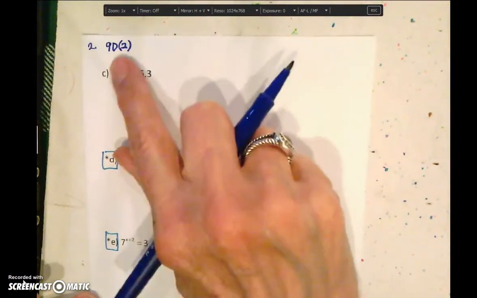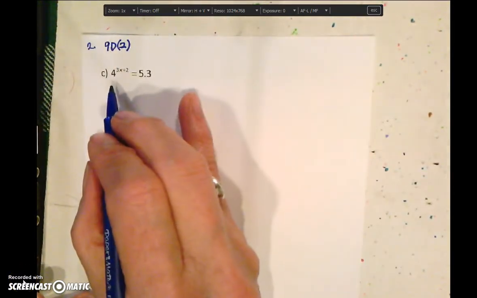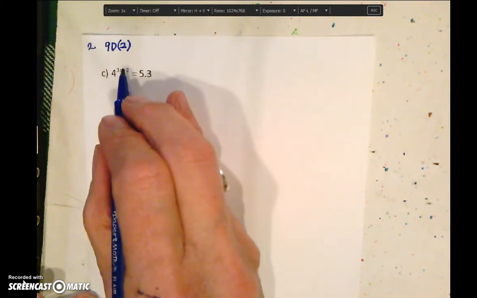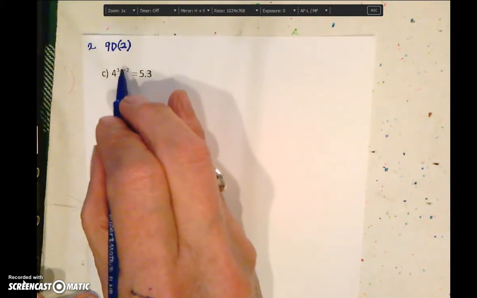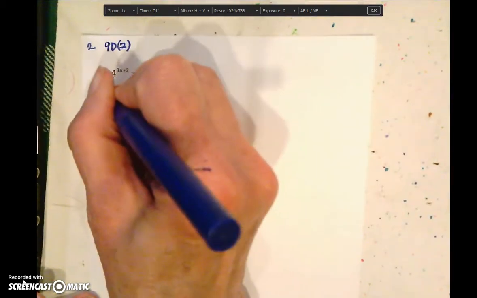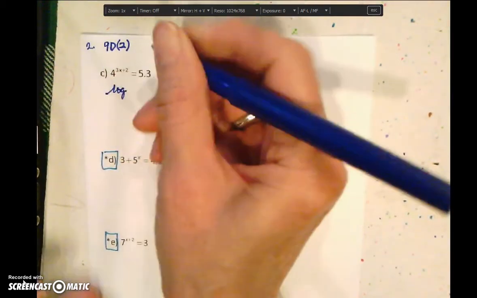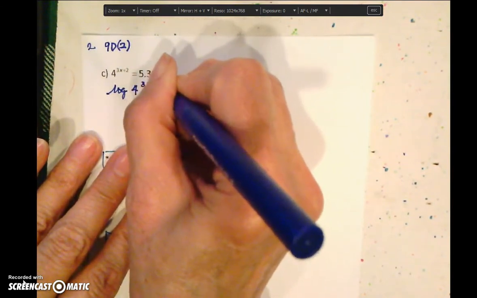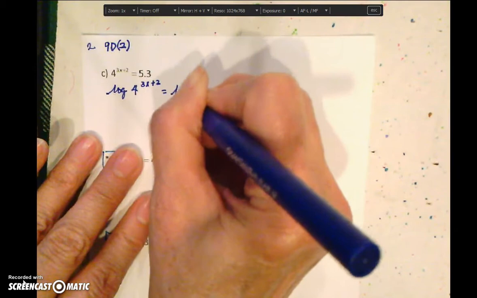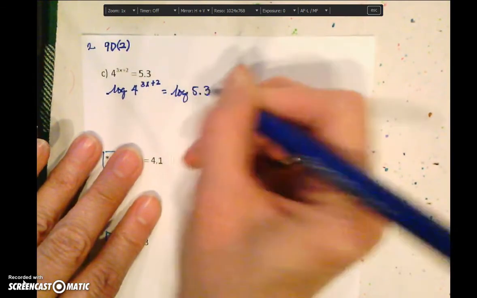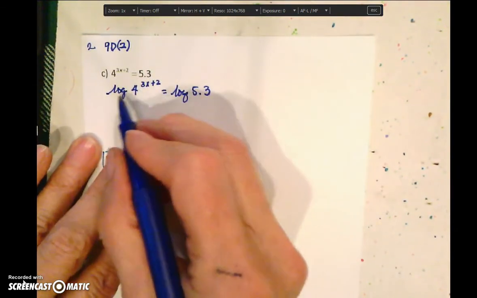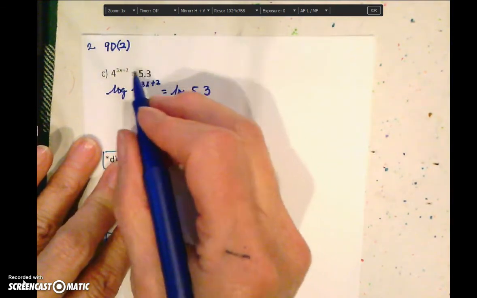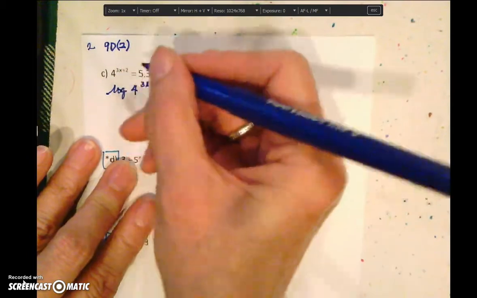All right, so in the second video of 9D, again, we are solving these exponential equations. So remember that if we have a variable or variables in the exponent, we need to take the log of both sides. So I have the log of 4 raised to the 3x plus 2 is equal to the log of 5.3. All right, then we use the log property where if we have an exponent, we can bring the exponent to the front with multiplication.